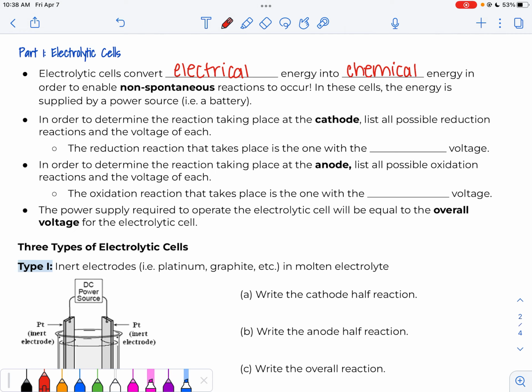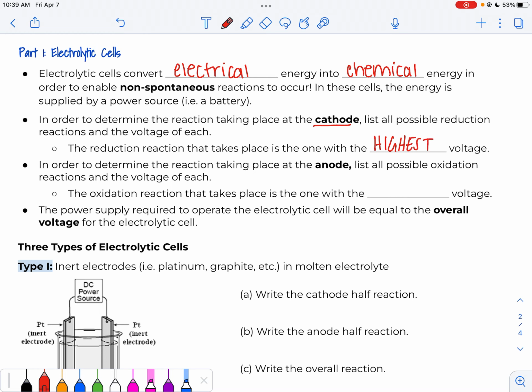So in order to determine the reaction that takes place at your cathode, what we're going to do is list all possible reduction reactions and the voltages of reduction reactions. This will make a little bit more sense when I start doing examples with you. But what you're going to decide is what's the reaction that actually takes place at the cathode. It's going to be the reduction that has the highest voltage.